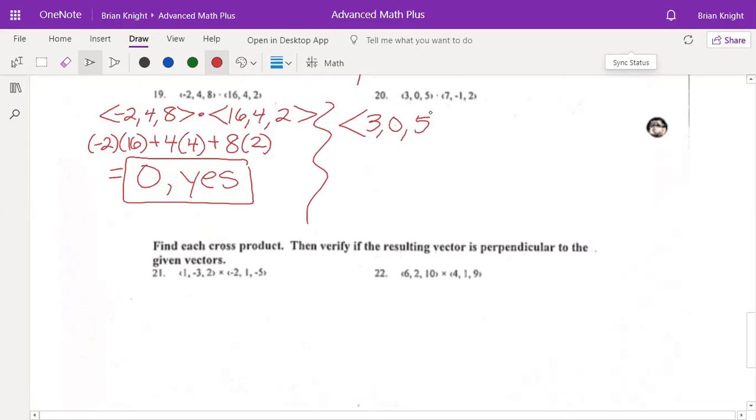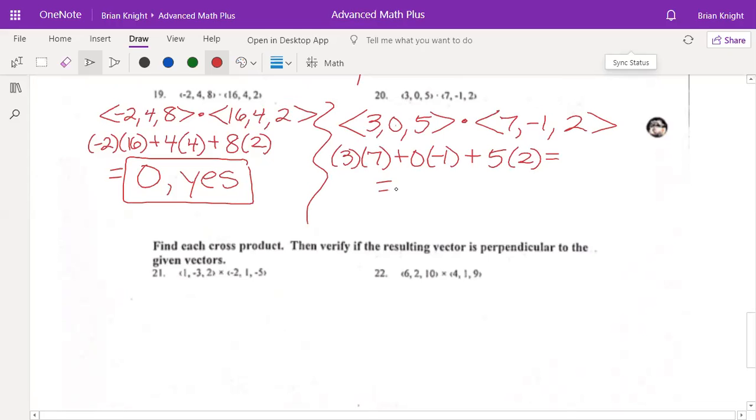20 is 3, 0, 5 dotted with 7, negative 1, and 2. So that's going to be 3 times 7 plus 0 times negative 1 plus 5 times 2. That is 31, which means they are not perpendicular.